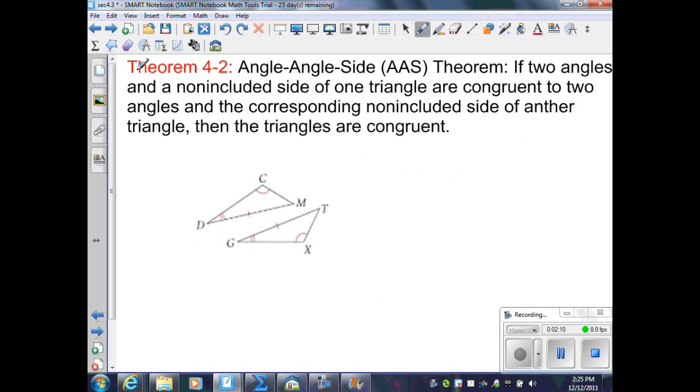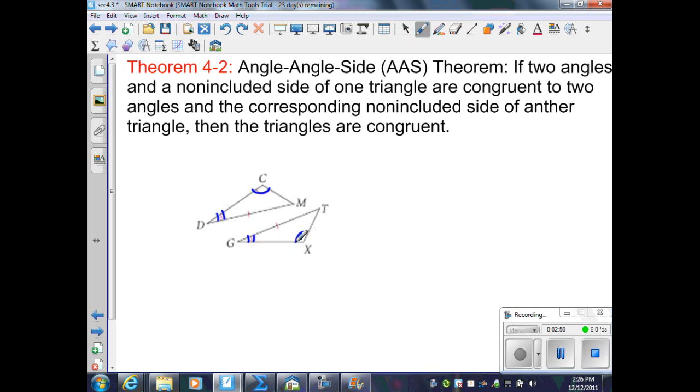On this slide, we have theorem 4.2, which is angle, angle, side, or abbreviated AAS. Here, this theorem is if two angles and a non-included side of one triangle are congruent to two angles and the corresponding non-included side of another triangle, then the triangles are congruent. In this diagram, I'm given angle D is congruent to angle G, represented by the double arcs, and angle C congruent to angle X, represented by the single arc.